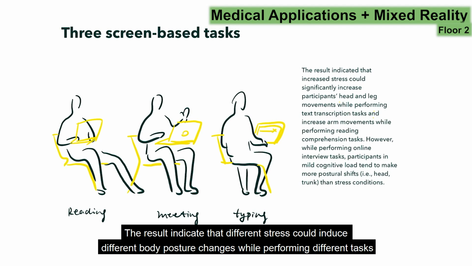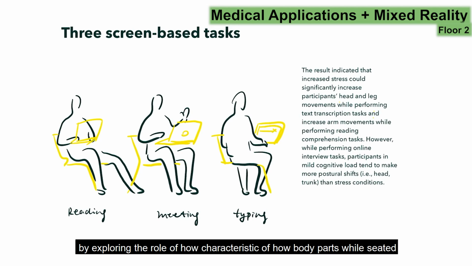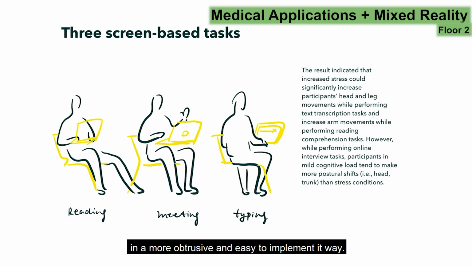The result indicates that different stress could induce different body posture changes while performing different tasks. By exploring the role that characteristics of the whole body while seated, and different tasks, play on sedentary workers' stress level, it represents a promising tool to detect office workers' real-life stress in a more unobtrusive and easy to implement way.